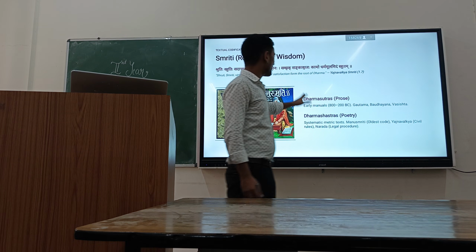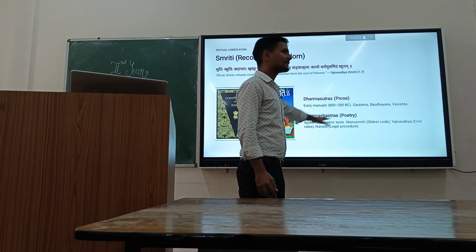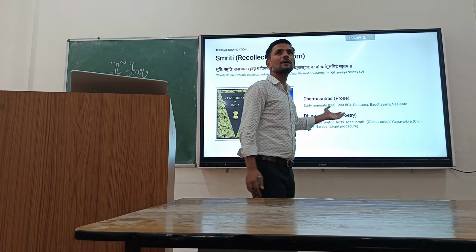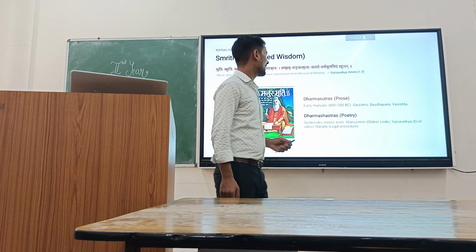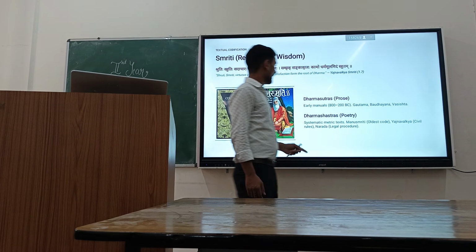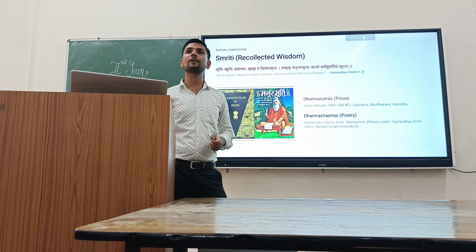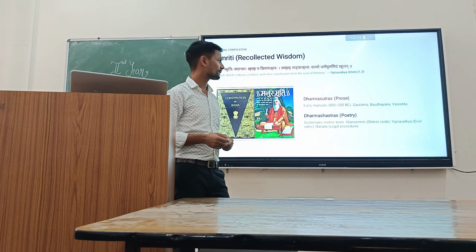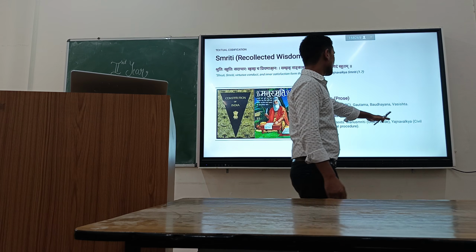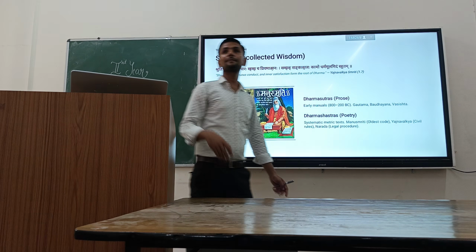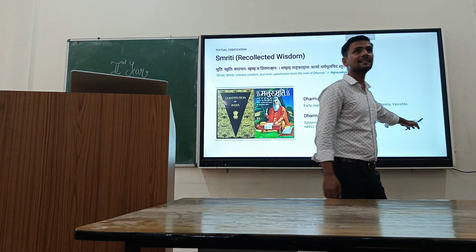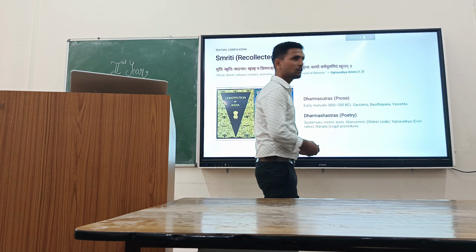So in this Smriti we can further classify Dharma Sutras and Dharma Shastras. Dharma Sutras are in the form of prose. Around 800 to 200 BC they were written down, and some examples of Dharma Sutras are Gautama, Apastamba and Vasishtha. Then Dharma Shastra is in the poetic form. Examples of Dharma Shastras are Manu Smriti, Yajnavalkya Smriti, Narada Smriti, and different other Smritis are also there. But these two, Manu Smriti and Yajnavalkya Smriti, are the main source of Hindu law today.